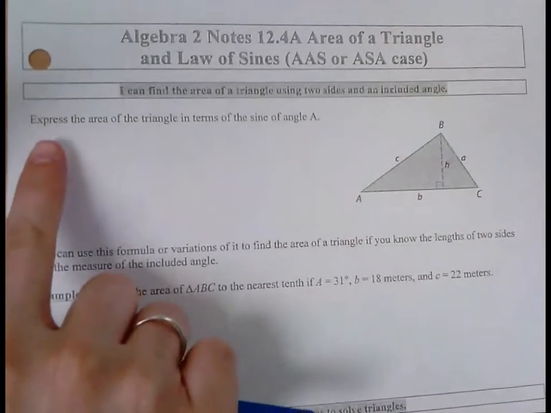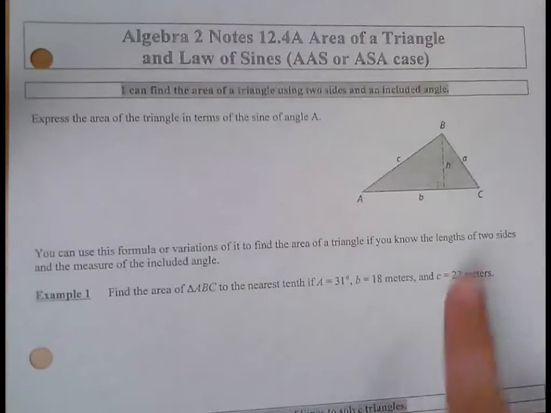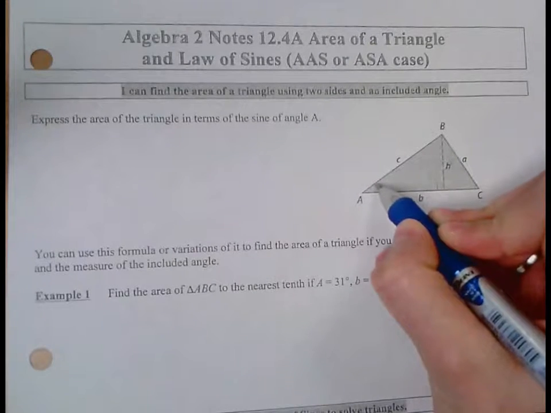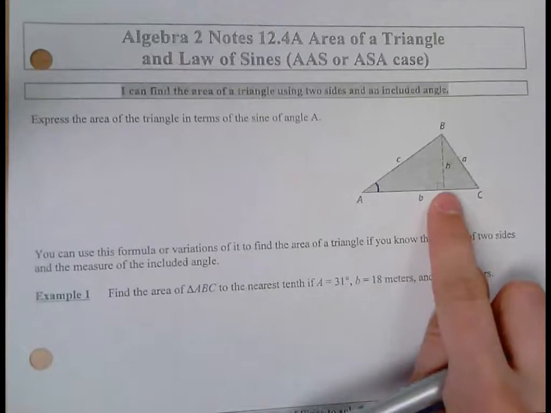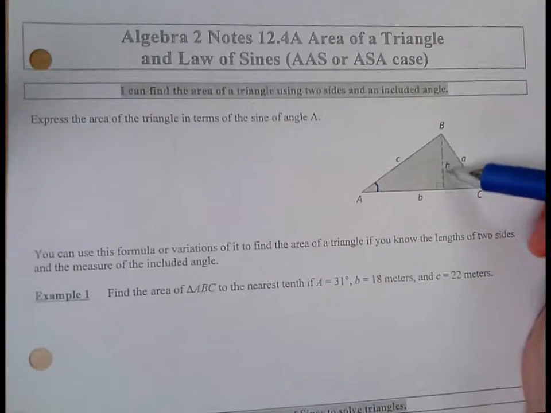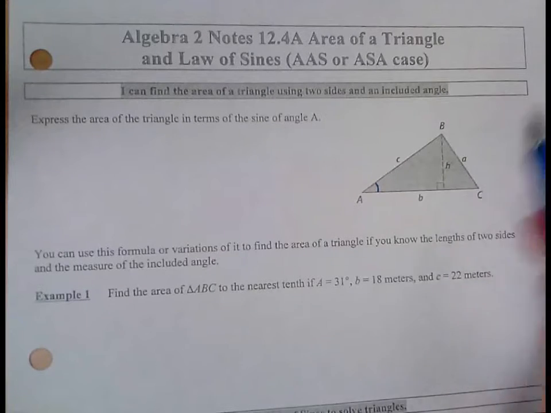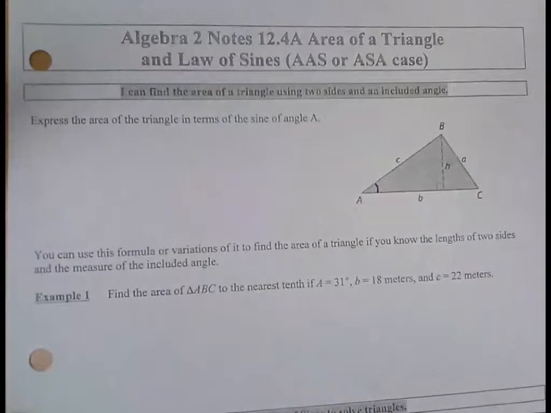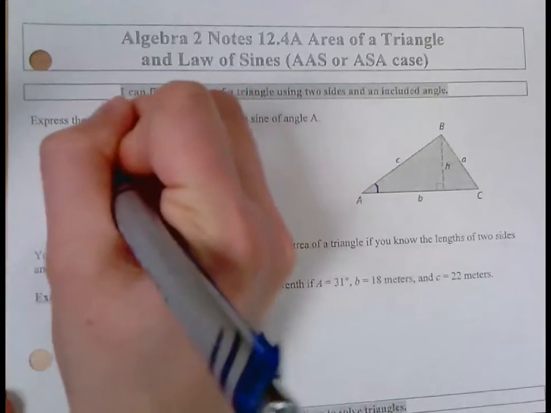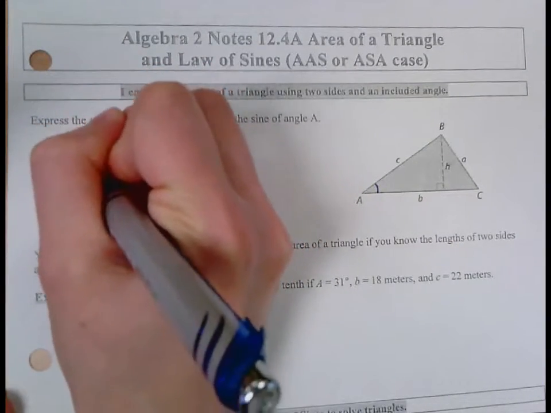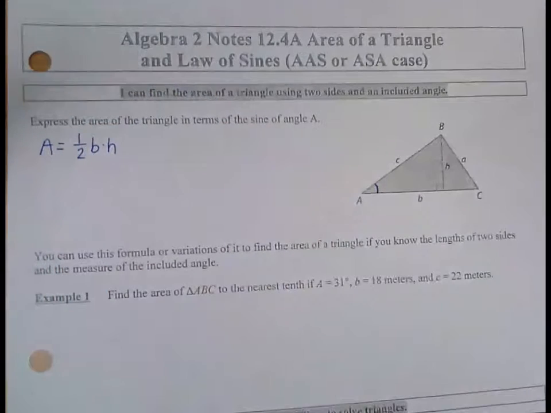It says here, express the area of this triangle in terms of the sine of angle A. So I'm just going to mark in this triangle, here's angle A. You can see the height of the triangle, that altitude is drawn in and labeled H. The base of the triangle is side length B. Normally you find the area of a triangle by taking 1/2 base times height, or base times height divided by 2, however you think of it.